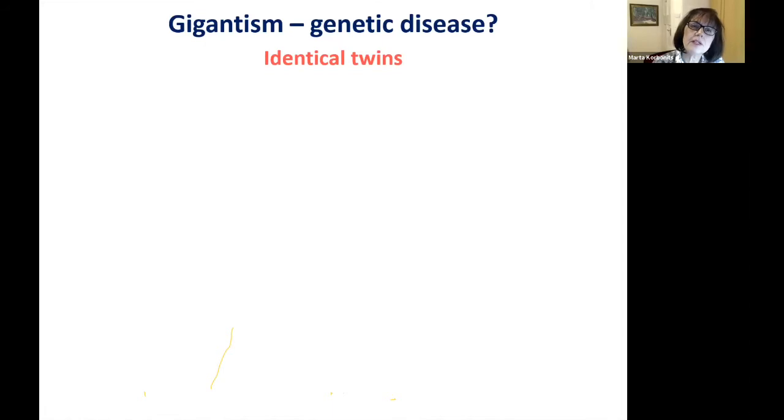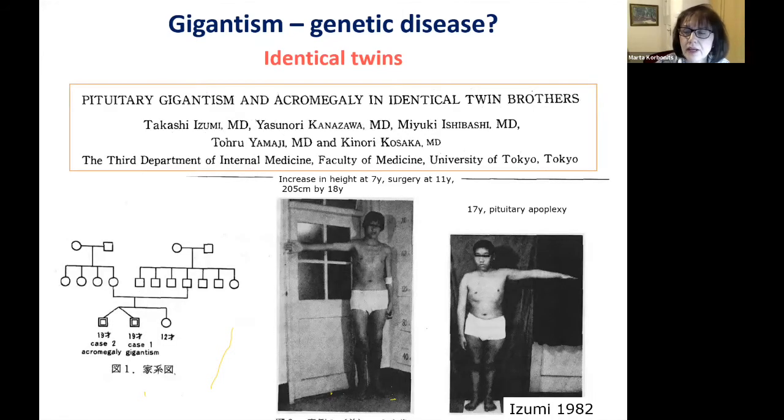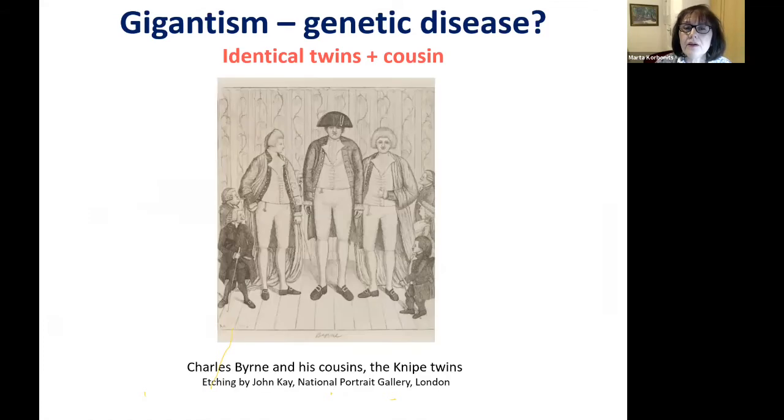So if gigantism is really a congenital disorder, therefore a genetic disorder, we should see that in identical twins. And indeed, in this pair of Japanese identical twins, we can see that both of them have gigantism. Here on this picture, we see the patient whose X-ray I showed you earlier, Charles Byrne, together with two of his cousins who were actually twins. I told you gigantism is an extremely rare disease, and having a picture of the three of them, twins with the same disease and their cousin, who is even taller than the twins, suggests that this must be a genetic disease. And this picture has been in the National Portrait Gallery since the end of the 18th century.